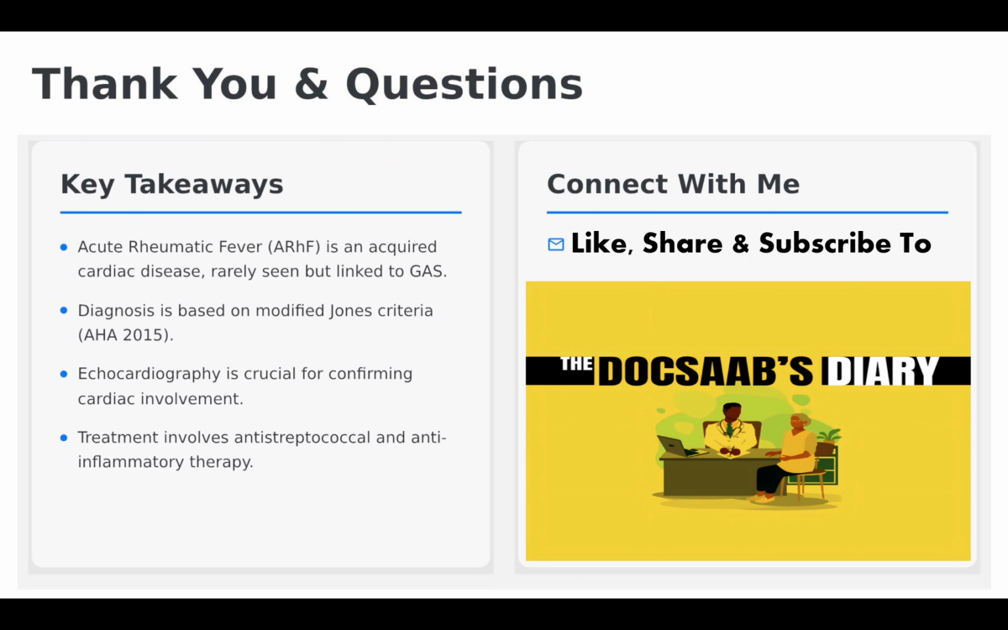Echocardiography is crucial. It helps us detect subclinical carditis in up to 30% of patients, guided by those precise AHA 2012 criteria. The arthritis in acute rheumatic fever shows a dramatic salicylate response, making aspirin a highly effective initial treatment for this manifestation. And most importantly, lifelong secondary prophylaxis with benzathine penicillin G is essential for patients with residual rheumatic heart disease. This is where we make the biggest difference in preventing further devastating complications.